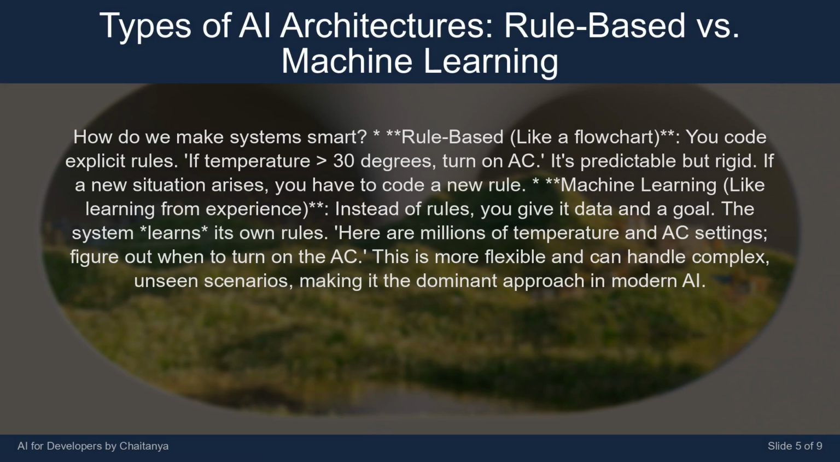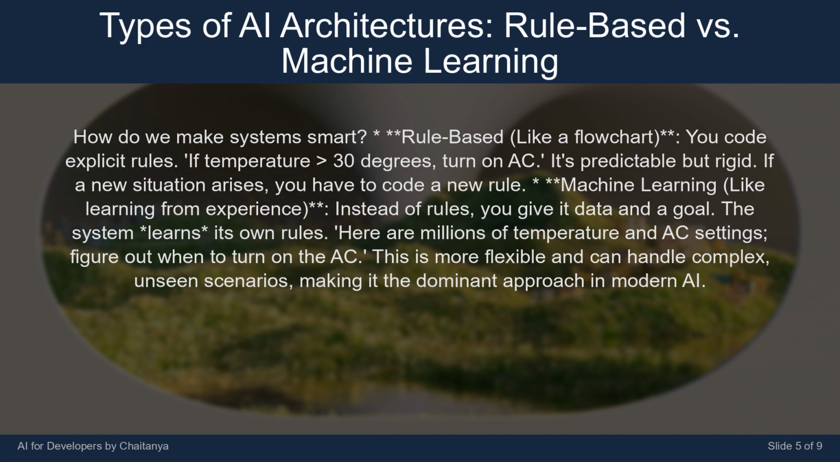How do we make systems smart? Rule-based, like a flowchart. You code explicit rules. If temperature greater than 30 degrees, turn on AC. It's predictable but rigid. If a new situation arises, you have to code a new rule.